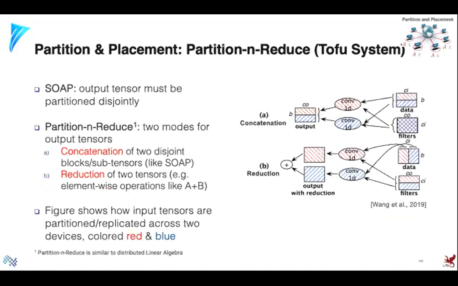Another scheme is partition and reduce, where instead of SOAP, where devices compute disjoint parts of the output matrix, here SOAP partition and reduce also supports the computation of overlapping blocks that can be combined via addition or other reduction operations. So for example, in this diagram B, instead of computing, say, the top half and bottom half on different GPUs, both GPUs will compute the full matrix, but only part of the values needed, and then add them later.